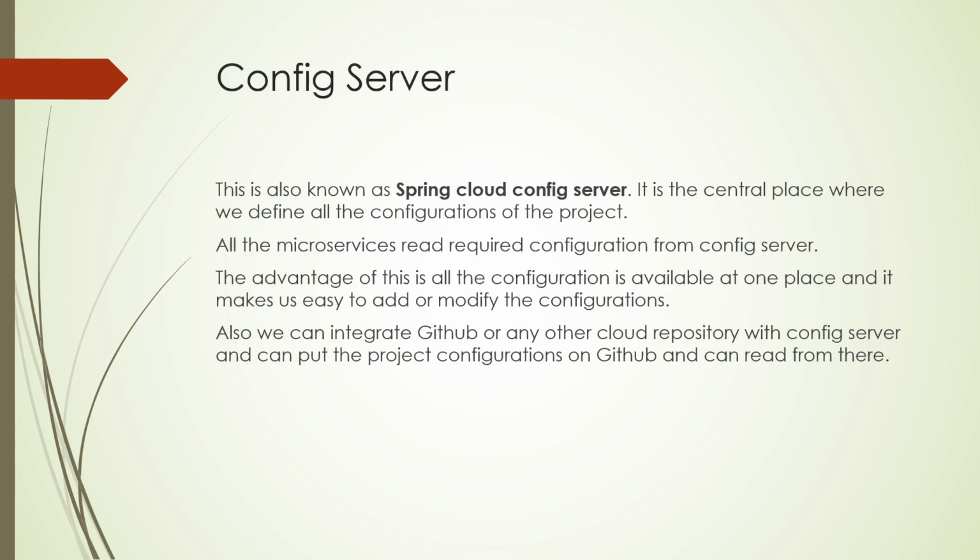Second is config server. This is also known as Spring Cloud Config Server. It is a central place where we define all the configurations of the project. All the microservices read required configuration from config server. The advantage of this is all the configuration is available at one place and it makes it easy to add or modify the configurations. Also, we can integrate GitHub or any other cloud repository with config server and can put the project configuration on GitHub and can read from there.